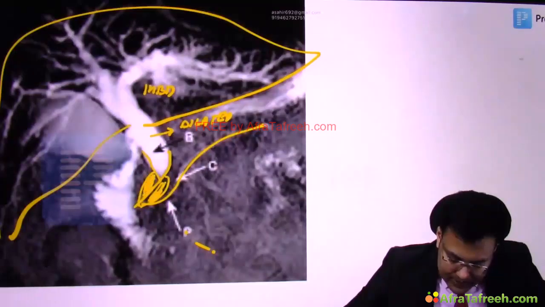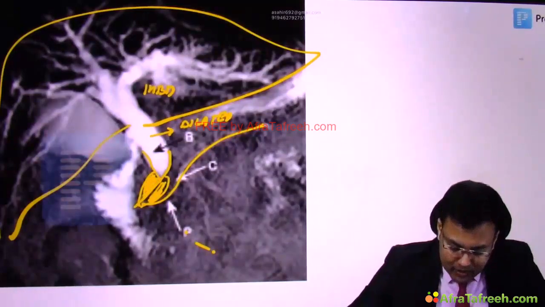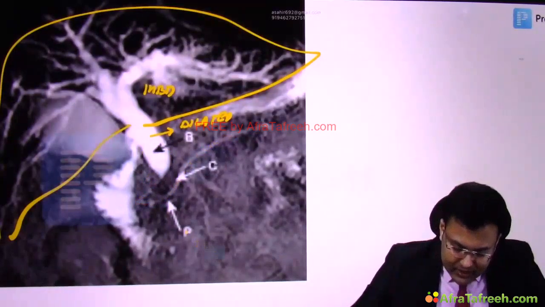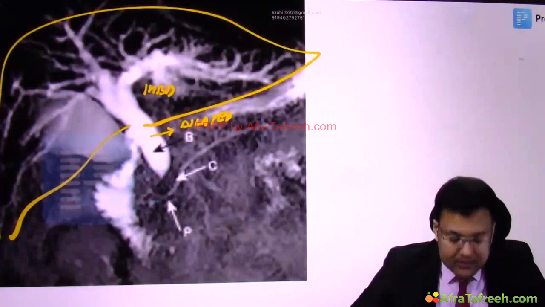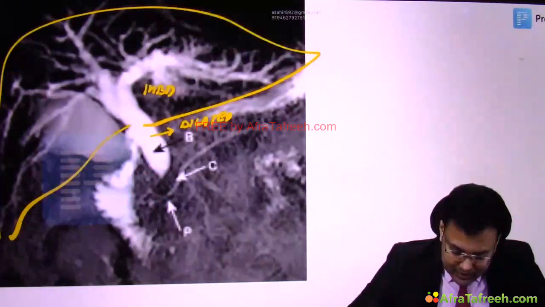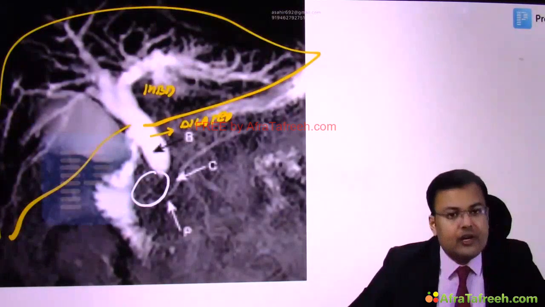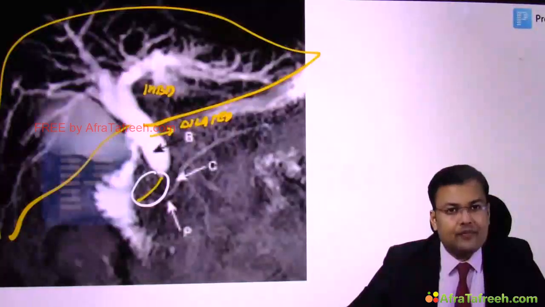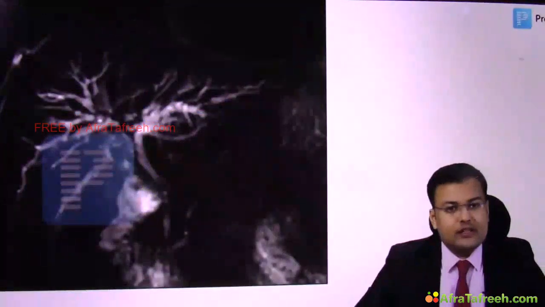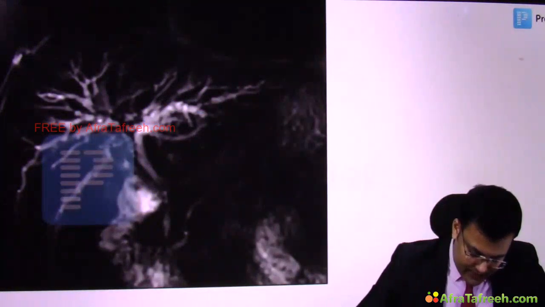growth. It means there is malignancy leading to the obstruction. So you notice that there is obstruction here. It means this patient is having what? This patient is having cholangiocarcinoma involving this distal part of the CBD. Clear? Now see this image of MRCP.